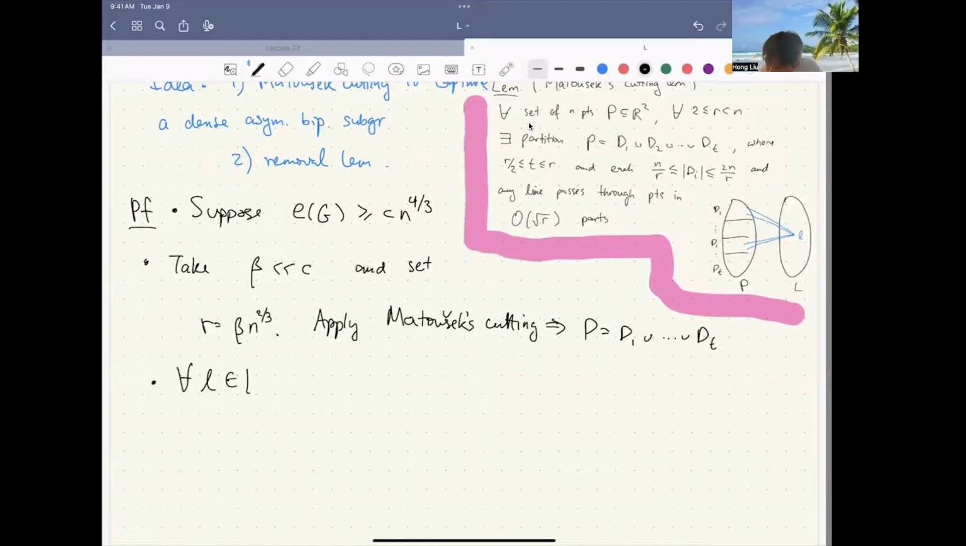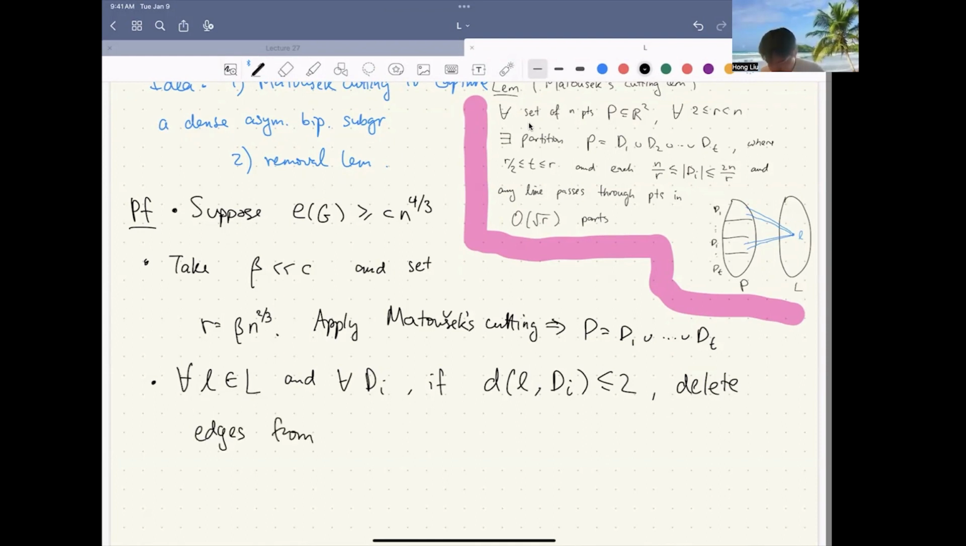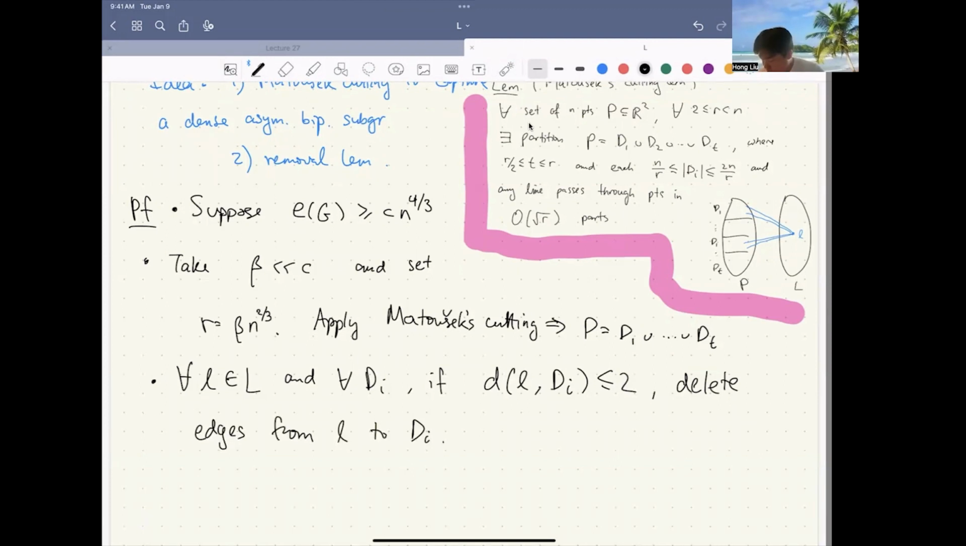So for every line, and for every region Di, which is one of these parts on the left, if the degree of this line in Di is at most 2, then we delete the edges from L to Di. We do so for every line and every region Di. Let's first see how many edges we deleted. We will see that this is a negligible amount.